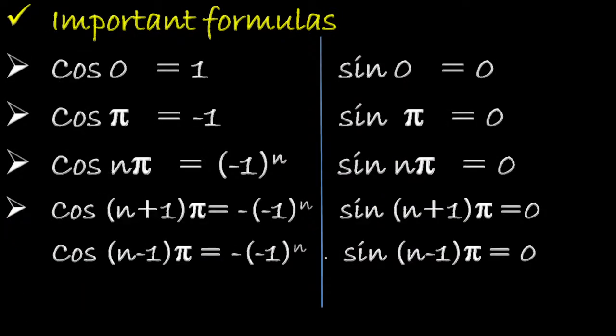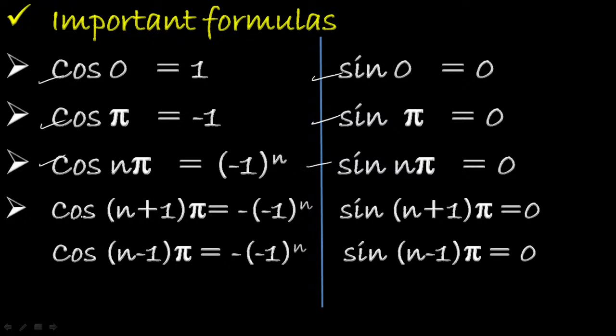Next, the values for cosine and sine. Cos 0 value is 1, whereas sin 0 value is 0. Cos pi is minus 1, whereas sin pi is 0. Cos n pi value is (minus 1) to the power n, whereas sin n pi is 0. So cos (n plus 1) pi.